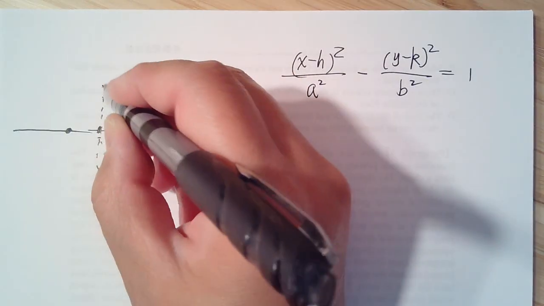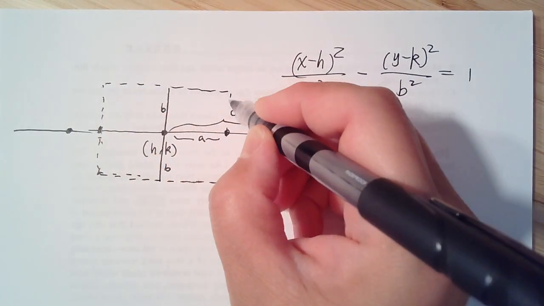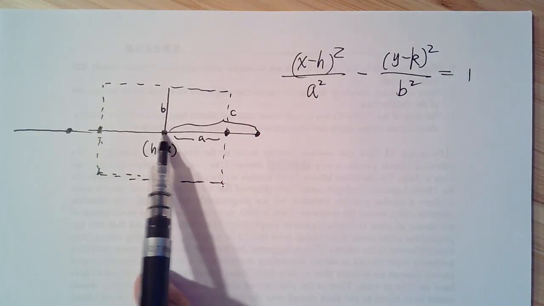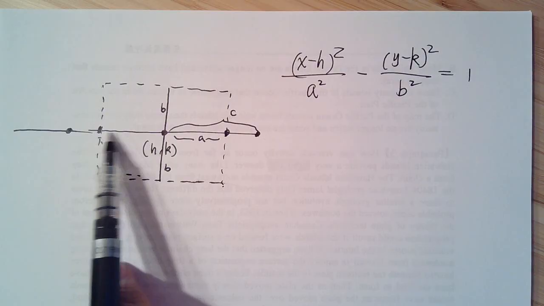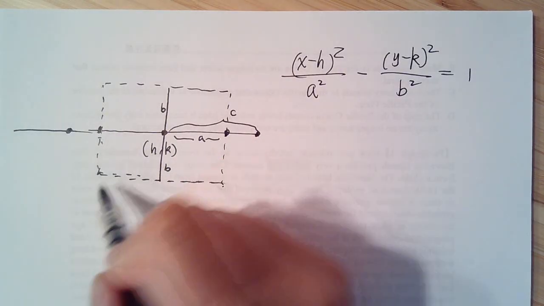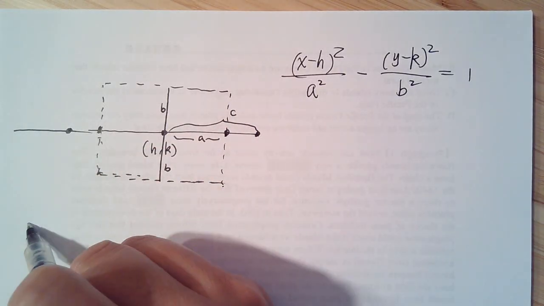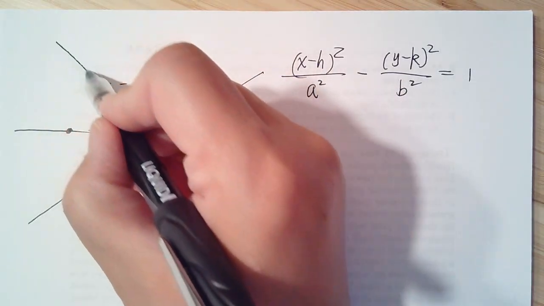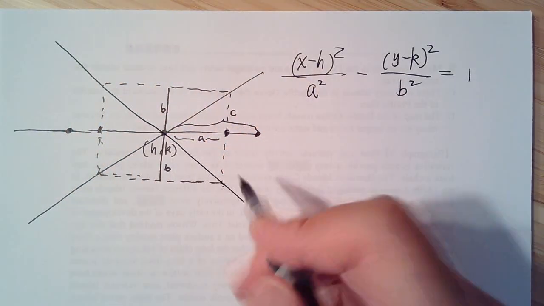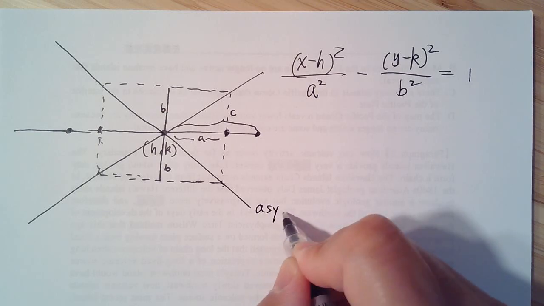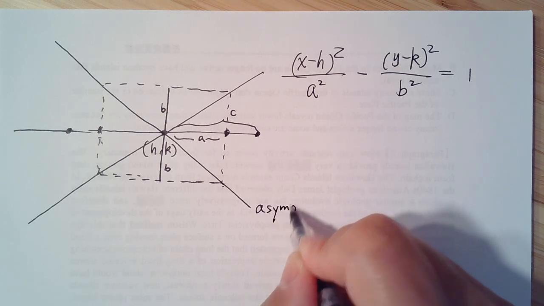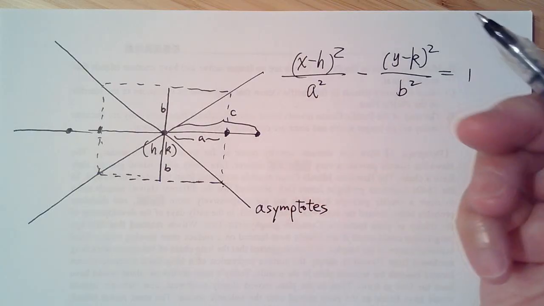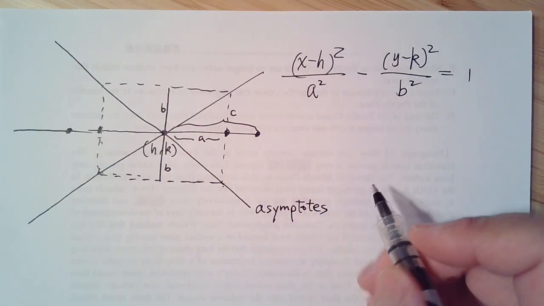The beautiful box looks like this. Here's a, here's b, here's a, here's b. Once I get this box, I can connect this diagonal, create this line, and that is my asymptotes. Because there are two of them, what's the equation of that?